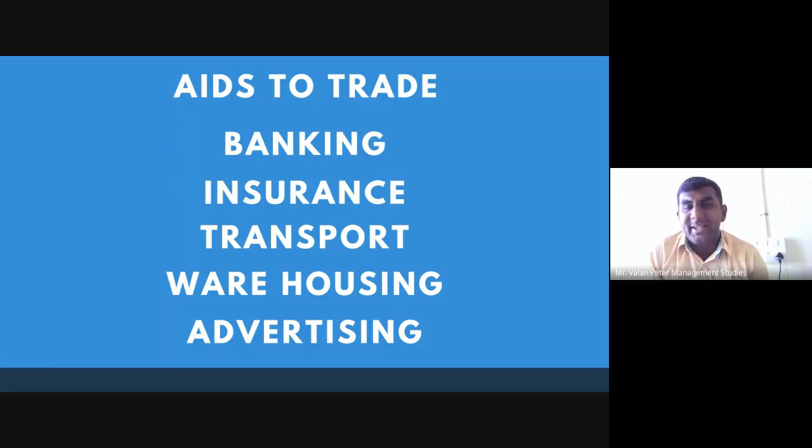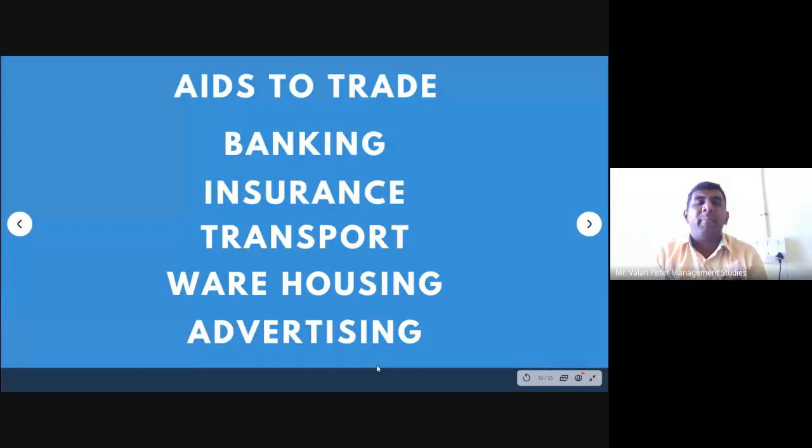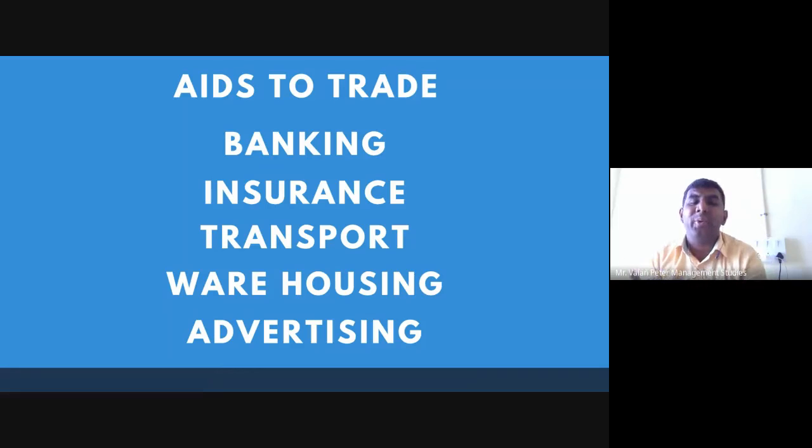And finally, we have advertising. Advertising is also very important in trade. We invite people: come and trade with us. If you go to the website of the Ministry of Commerce, they do so many advertisements. India is one of the leading countries in ease of doing business. How will they do it? They will advertise: come and do trade with us, come and do business with us. That's how the government will do. Same thing, private organizations also do some kind of advertisements. So these are very important topics we have to know in aids to trade: banking, insurance, transport, and warehousing. And finally we have advertising.